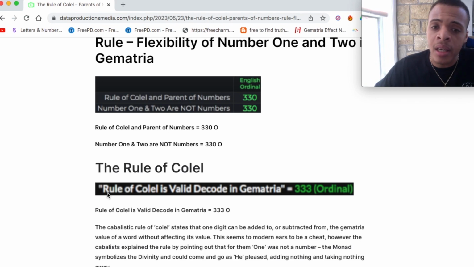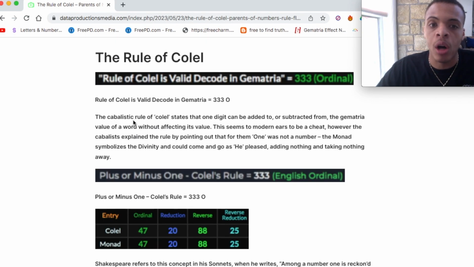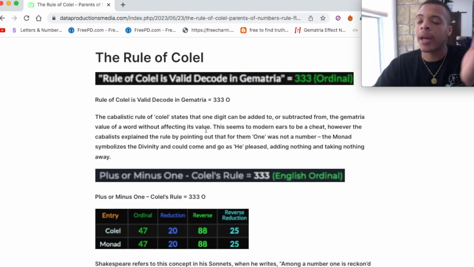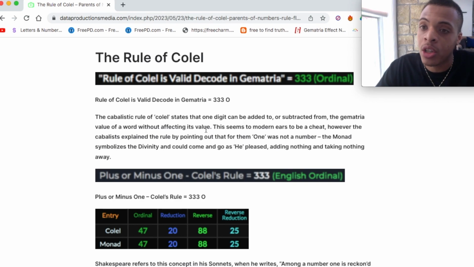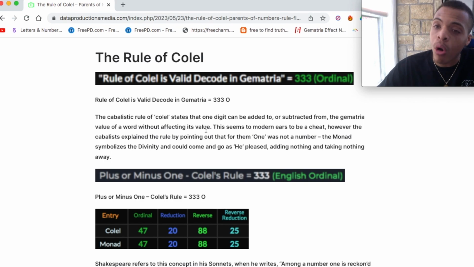And so let me give a description and explanation of what the rule of Colel is if you don't already know. The cabalistic rule of Colel states that one digit can be added to or subtracted from the gematria value of a word without affecting its value. That's very important. That gives you leeway, okay? So 332 can be seen as 333, or 334 can be seen as 333.